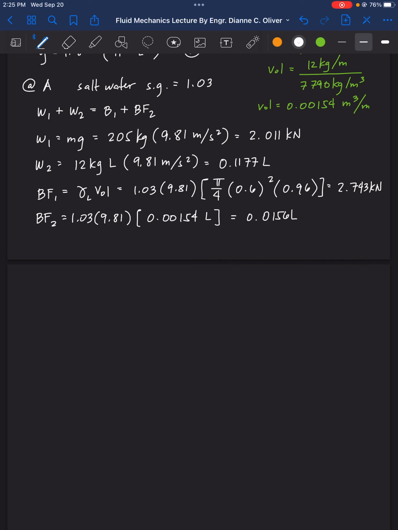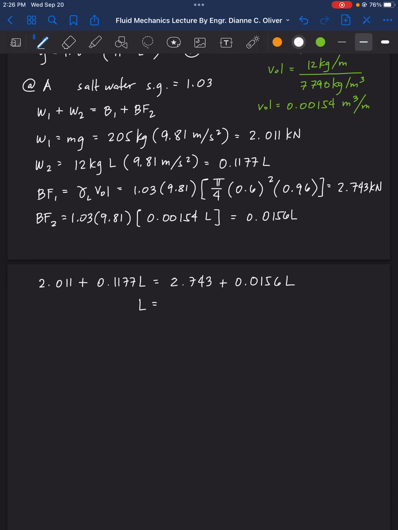So we have now W1 as 2.011 plus W2 0.1177 L equals that would be BF1 is 2.743, and then BF2 is 0.0156 L. So what is now the value for L?